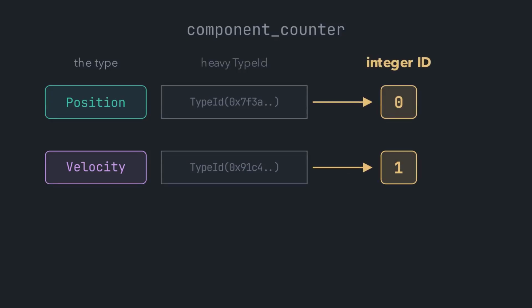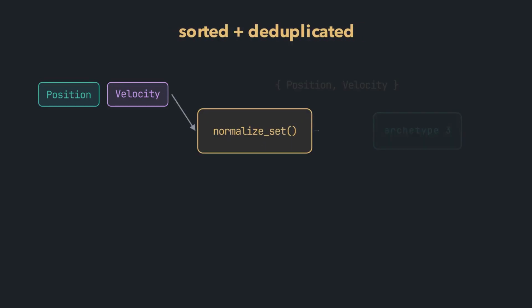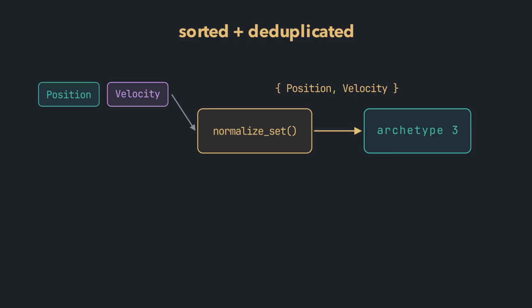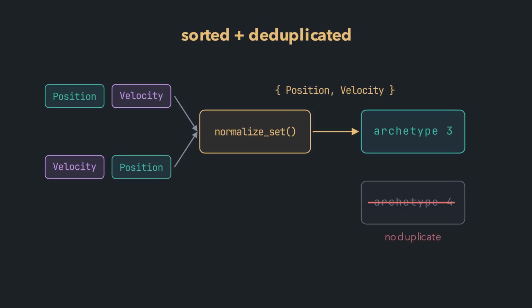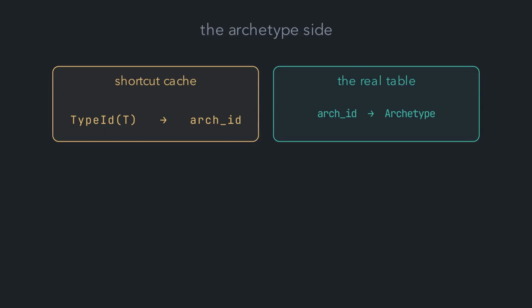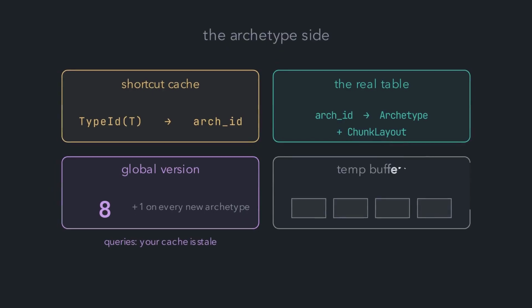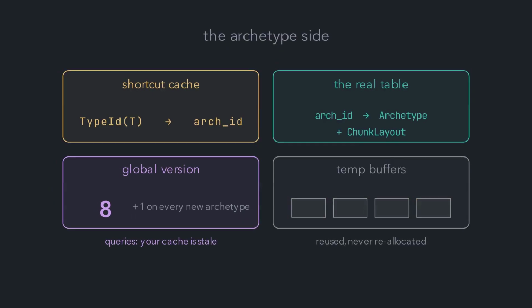The archetype side, briefly. Component types get assigned integer IDs the first time they're seen, so all future comparisons are on integers, not type IDs. A component set gets sorted and deduplicated before it's looked up, which is the detail that matters, because it means position velocity and velocity position resolve to the same archetype instead of 2 duplicate ones. There's a shortcut cache from a concrete type straight to its arch ID, a table mapping arch ID to the actual archetype and its chunk layout, a global version counter that bumps whenever a new archetype appears, so queries know their cache is stale, and a pool of reusable temp buffers to avoid allocating on every call.